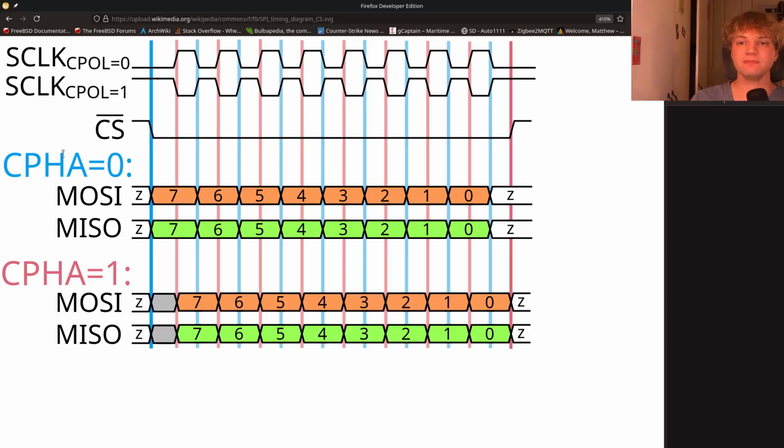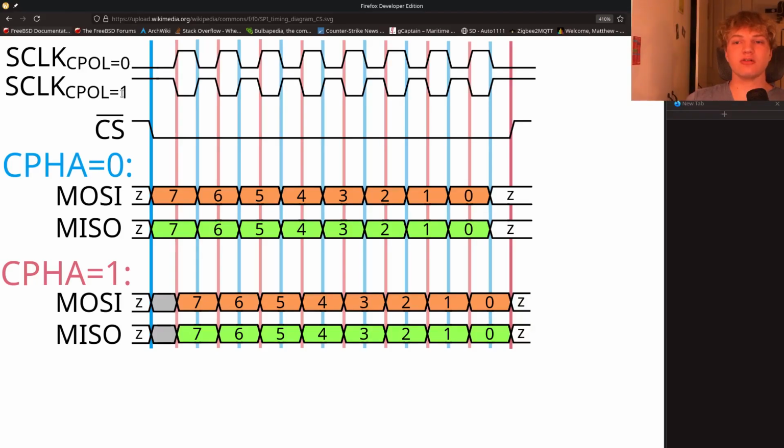This is from Wikimedia. You'll notice there is a CPOL equals 0 and a CPOL equals 1. So CPOL stands for clock polarity. So essentially in this case, we just determine what the idle state of the clock is going to be. So with CPOL set to 0, you can see that the clock idles low. And in CPOL equals 1, you can see that the clock idles high. So when the clock changes, you can see here it goes from the idle state of low to the active state of high. And here you can see it goes from the idle state of high to the active state of low. And the chip select pin, as I mentioned before, usually is idle high and then goes low.